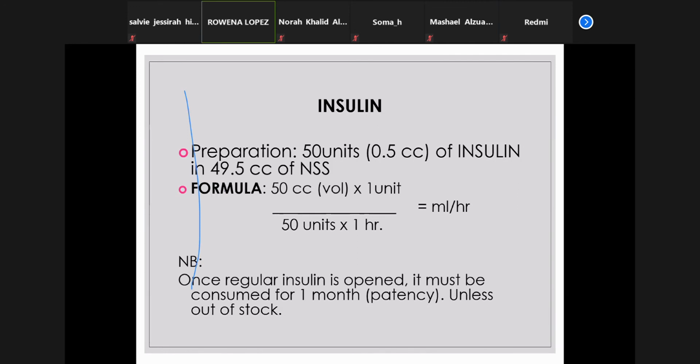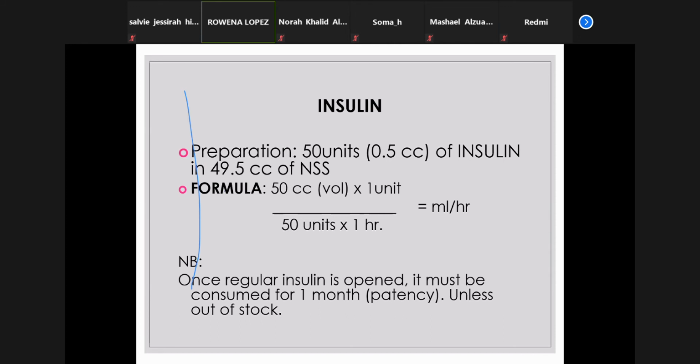Also, the most common medication is insulin. The preparation of insulin is 50 units, or 0.5 ml of insulin, in 49.5 ml of NS. Probably some general hospitals have a different preparation for insulin, but your formula should be the same, okay? So the formula that you have to use is what is the desired.